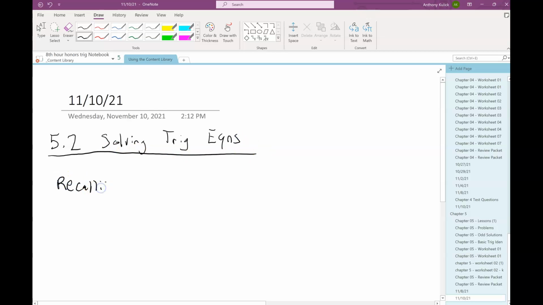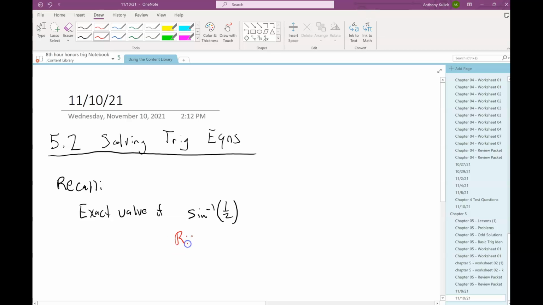So, recall, if we want the exact value of sine inverse of 1/2. This was something we would have done in the previous chapter, in chapter 4, right? Everybody's good with that?